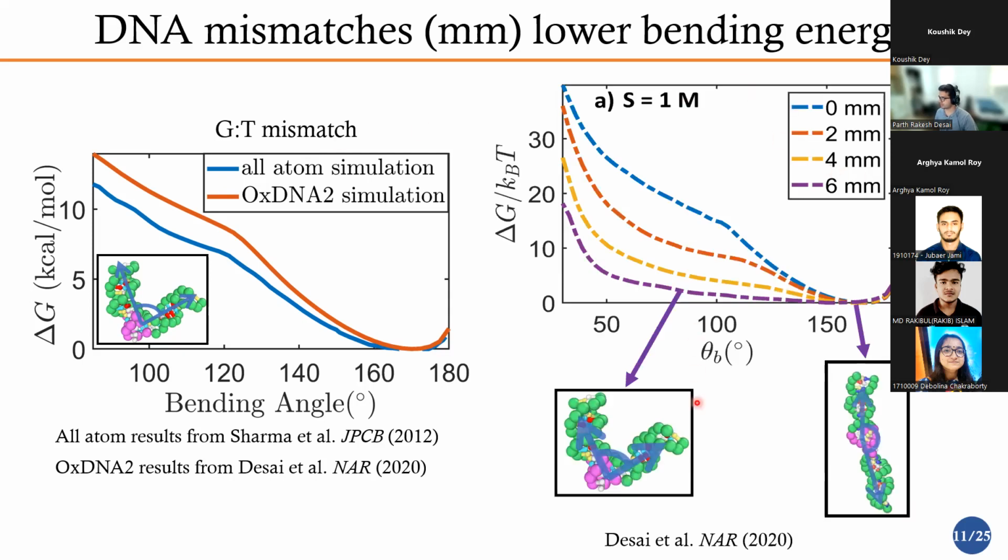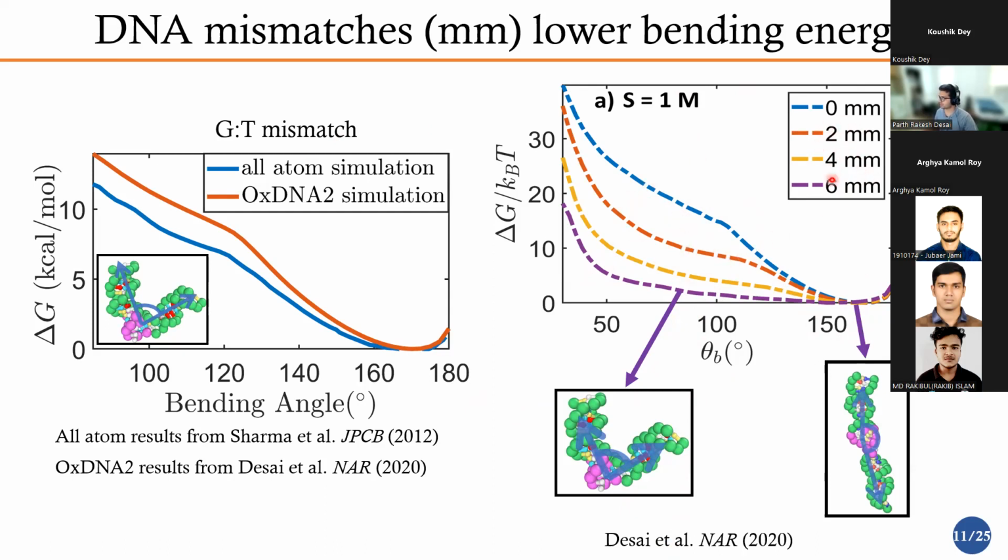So over here in this simulation, we have a 30 base pair DNA molecule, and then we introduce 2, 4, and 6 mismatches at the center of the molecule, and then again we bend the molecule. As you bend the molecule, you see that you need more and more energy to bend the DNA to a greater degree, because the DNA is negatively charged. So you need a lot more energy to overcome that negative charge repulsion, right?